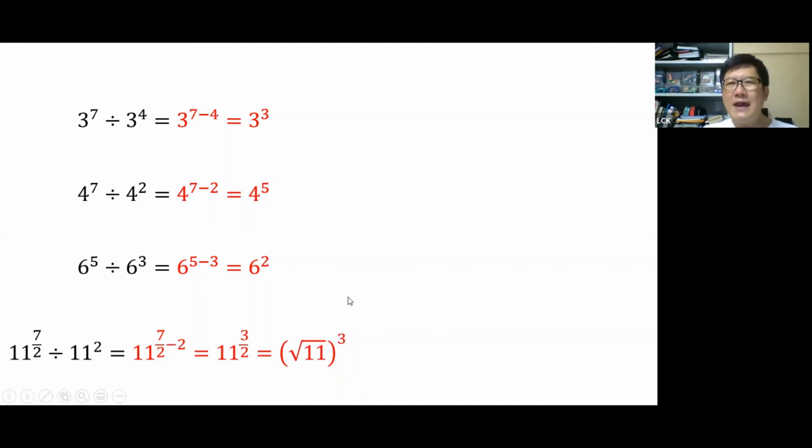No problems. And the same as the multiplication, it also works when your base is in symbol form. So it need not be 3, 4, 6, and 11. It need not be numbers. It can be a letter, and here the letter is x. As long as your base is similar and you are doing a division, subtract the indices. So here is x to the power 5 divided by x to the power 2. That's x to the power 5 minus 2, x to the power 3.